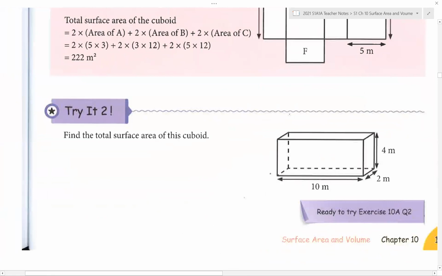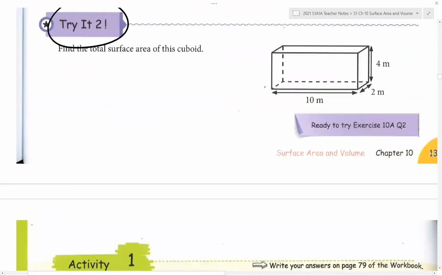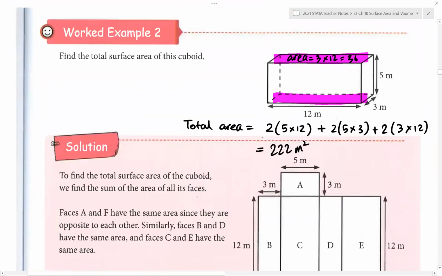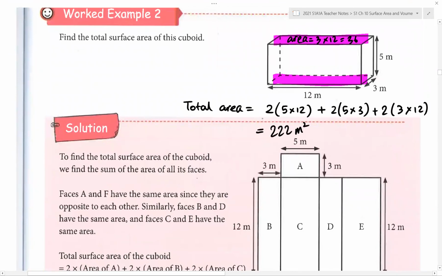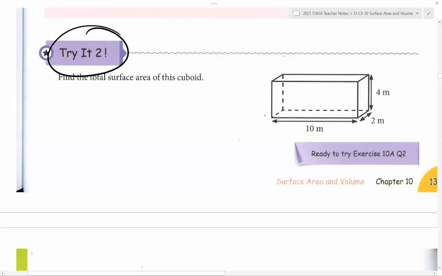So now your turn. Try to find the total surface area of this cuboid. Look at the faces. How many are the same? How to find each of them. Then you add them up. Finish, then check your answer at the back.